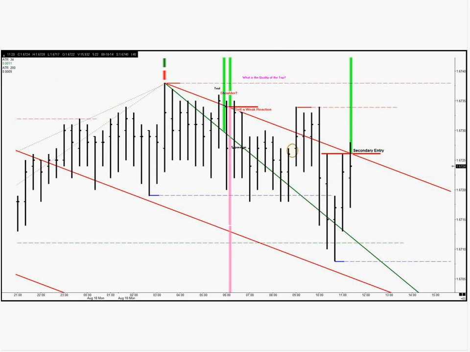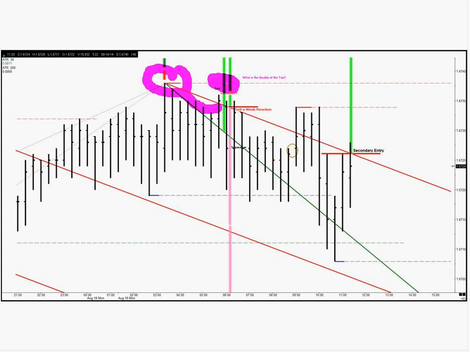So here's what happens. This is the top. This was what I was hoping. I should use the word hope. But my plan, tactically, I was looking for a lower high, a shoulder, and I want to sell a weak reaction.